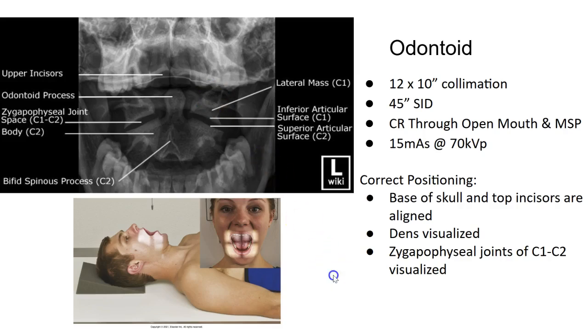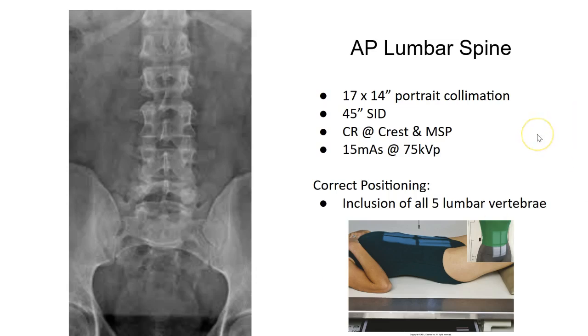Okay, perfect. Next, let's transition to lumbar spine. And remember, we're going to talk about T-spine and sternum and ribs in the next unit. So lumbar spine, we're going to do ours recumbent on the table. Many physicians like this projection standing though. But again, we're going to do ours recumbent just to kind of simulate an injury. So you're going to use 17 by 14 portrait collimation. And we'll talk more about collimation in just a minute.